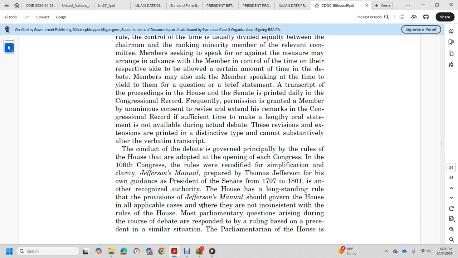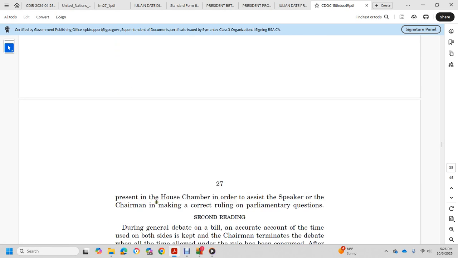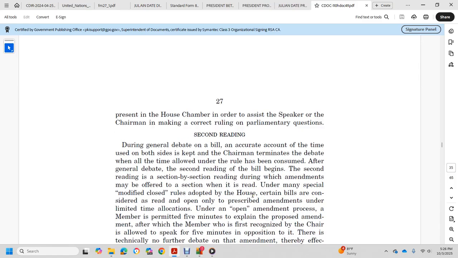Jefferson's Manual, prepared by Thomas Jefferson for his own guidance as President of the Senate between 1797 and 1801, is another recognized authority of the House, by long-standing rule. Jefferson's Manual governs the House in applicable cases where it is not inconsistent with the rules of the House. Parliamentary questions arising during the course of debate are resolved by precedents of the House, to assist the Speaker or the Chairman in making the correct ruling on a parliamentary question.